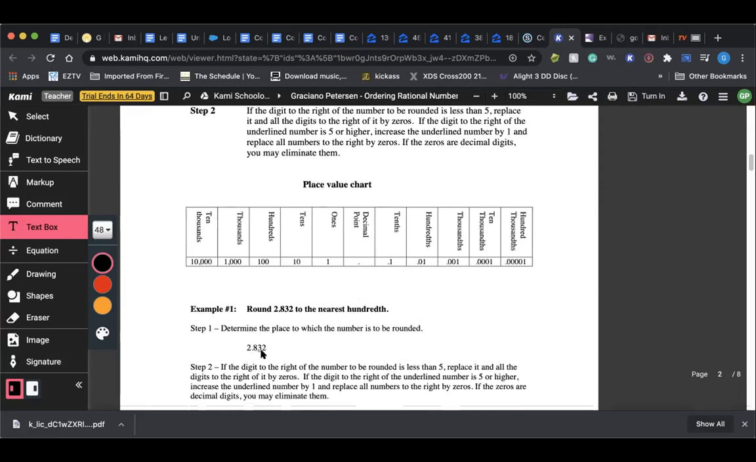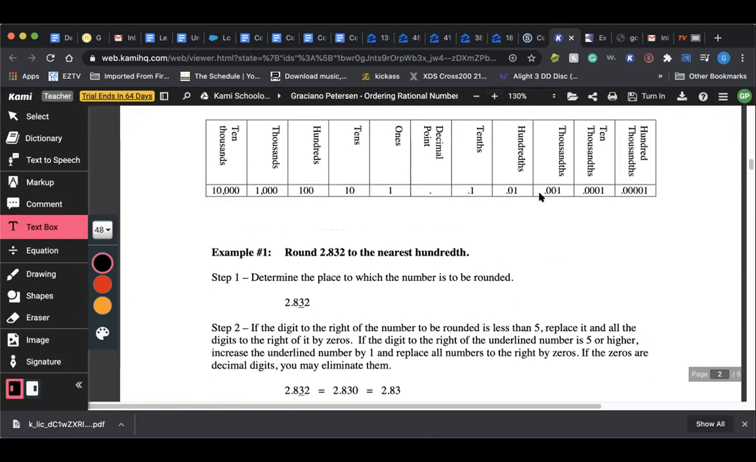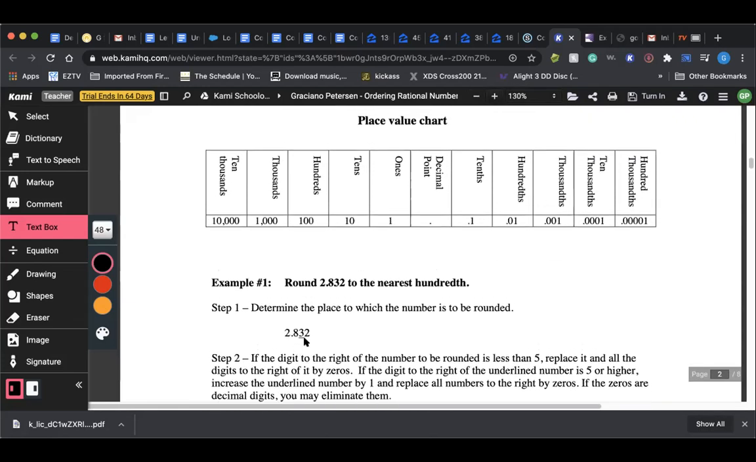So we're going to round 2.832 to the nearest hundredth. The hundredth place would be the second place behind the decimal point. The thousandth place is the one after that. Let me zoom in. Okay, so my hundredth place is my 3.